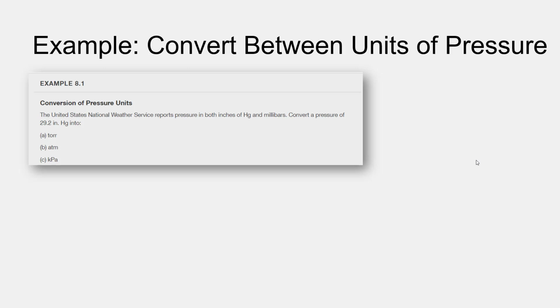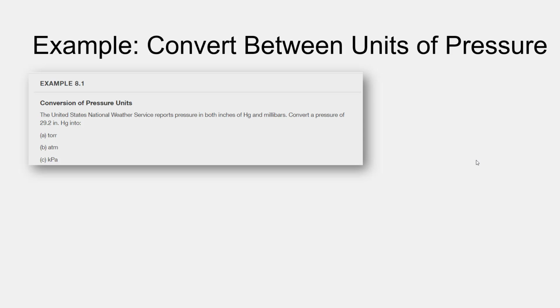So this is going to be a strictly dimensional analysis problem again, where you convert an original pressure measurement, which is provided in inches of mercury, into torr, atmosphere, and kilopascal. In terms of your strategy, the first thing you're probably going to need to do is convert the 29.2 inches of mercury into millimeters of mercury. So remember that there are 2.54 centimeters in an inch. There are 10 millimeters in a centimeter.